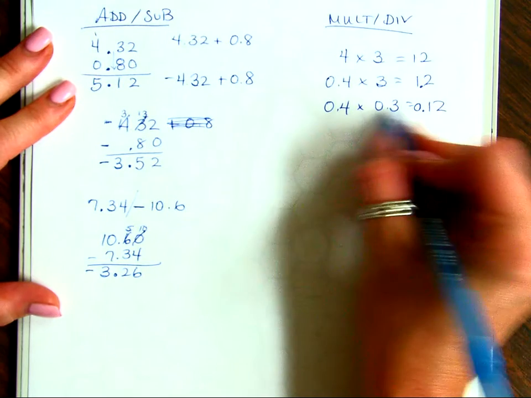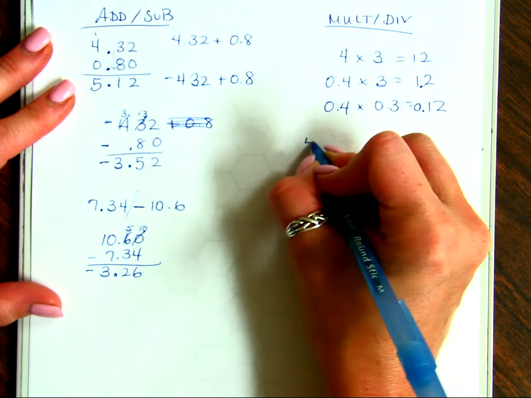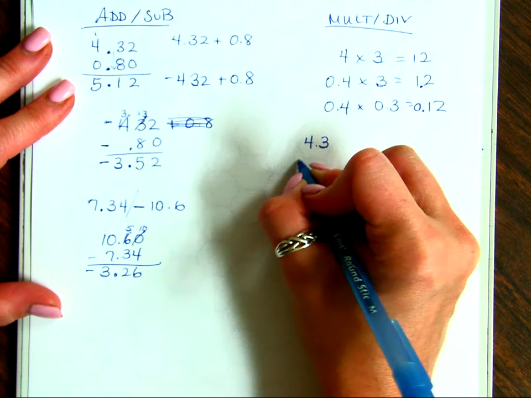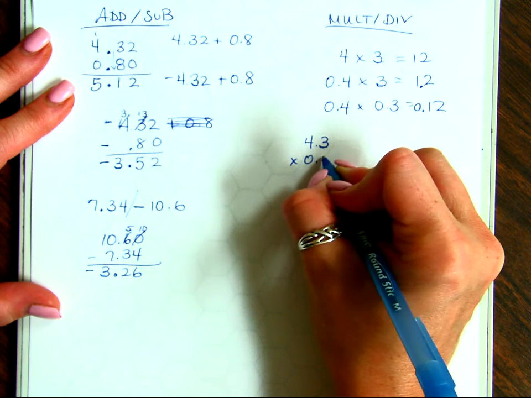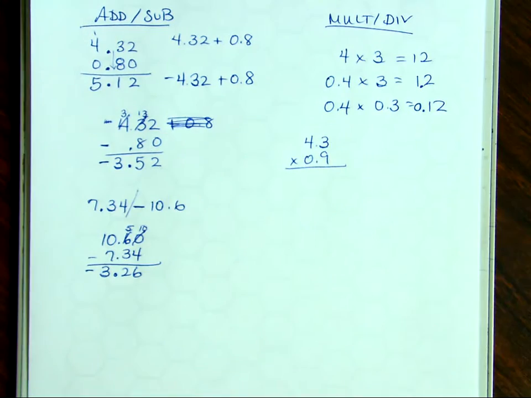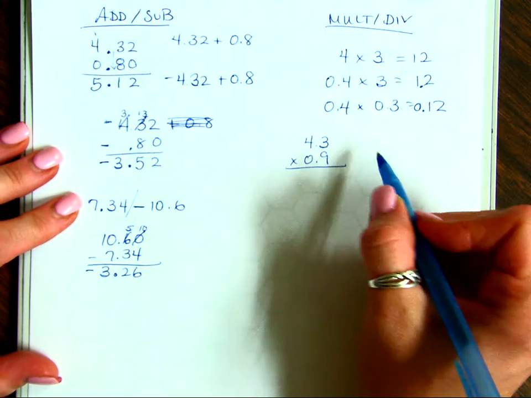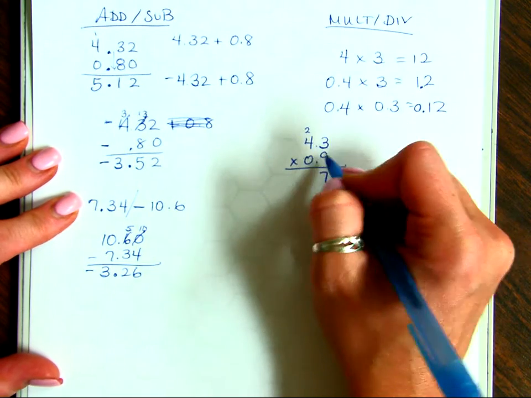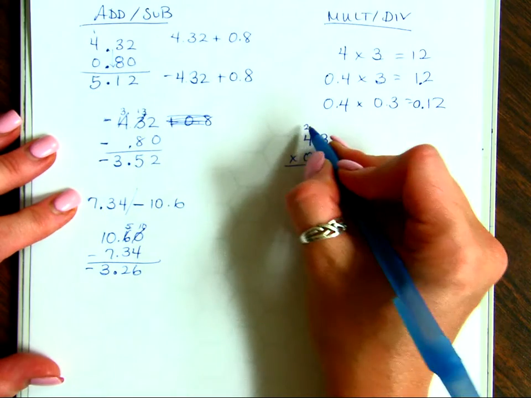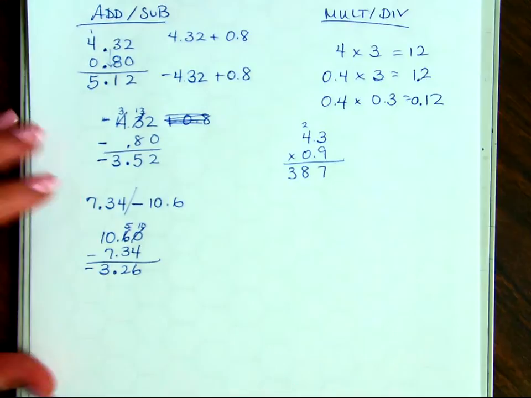Okay? If these numbers aren't able to be done in your head, like 4.3 times 0.9, okay? I mean, you could do that in your head. So then go ahead and just do it and ignore the decimals. So 9 times 3 is 27. 9 times 4 is 36, 37, 38. Okay, go ahead and write 387.